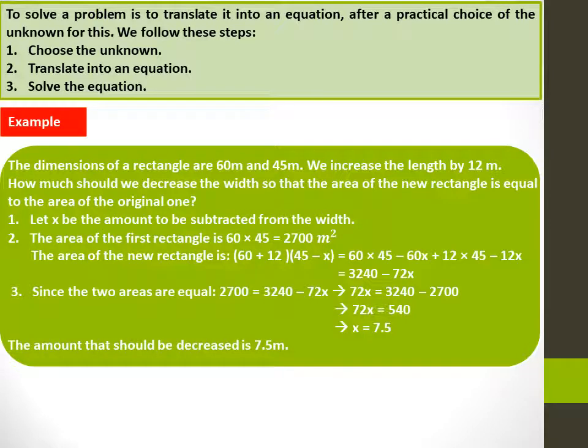Now let's solve the equation. We move negative 72x from the second side to the first side, and we move 2,700 from the first side to the second side. We obtain 72x equals 540. Now, to have x by itself in the first side, I need to divide by 72. So I divide both sides by 72. The solution is x equals 7.5. So the amount that should be decreased is 7.5 meters.